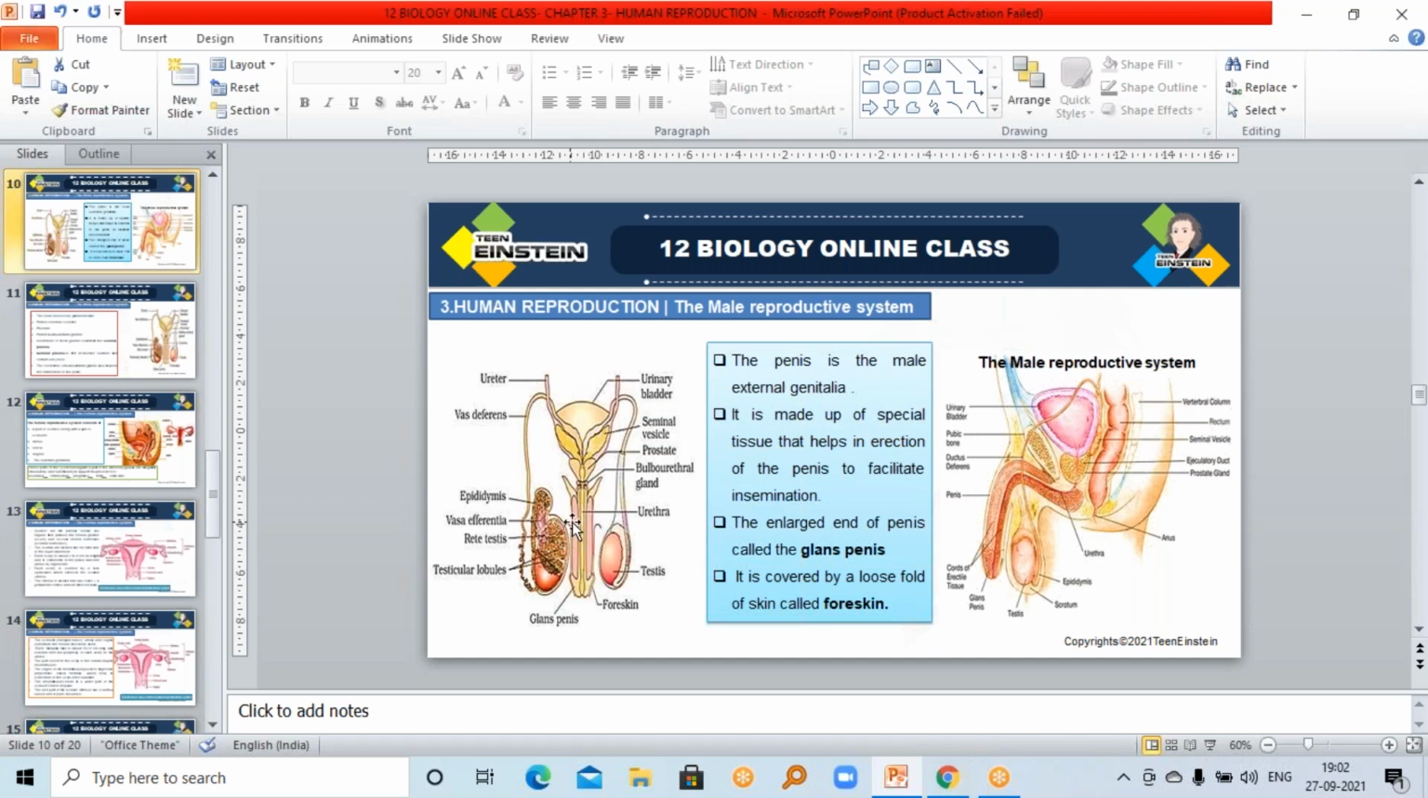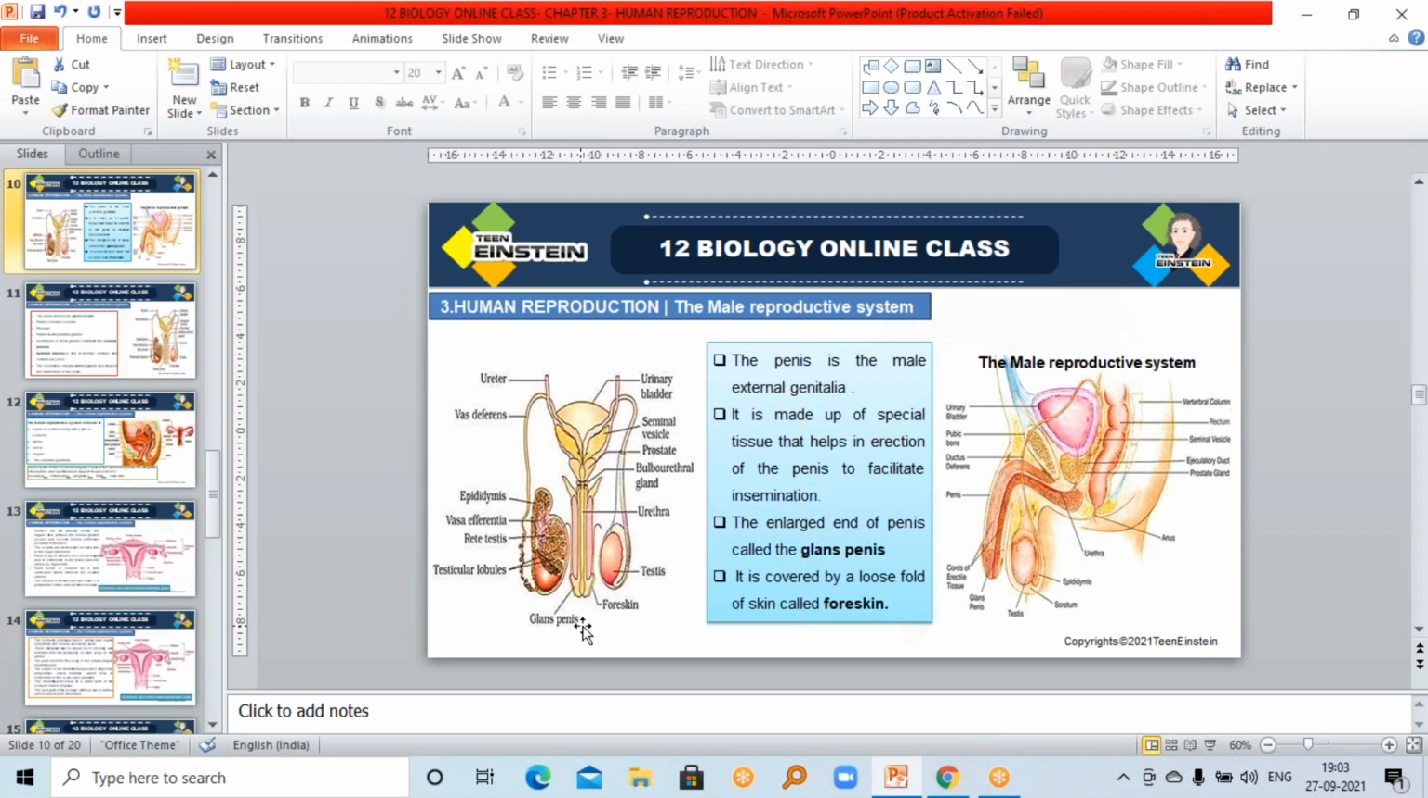It's about 200 centimeters. These points are all for the NEET exam. Okay, this is around 20 centimeters, not 200, 20 centimeters. Both urine and semen have a common passage called the urethra. It is around 20 centimeters.